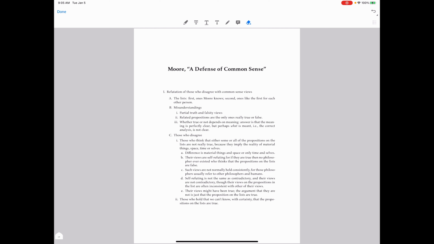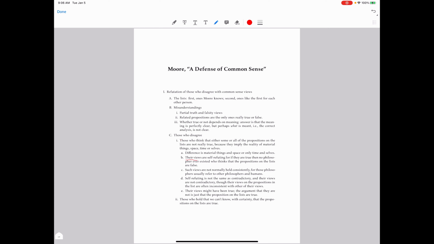So first, let's look at the metaphysical ones. There are those who disagree because they think that either some or all of the propositions on the list are not really true. Not really true because they imply the reality of material things, space, time, or selves. Notice here a hint of the idealist position again. Idealists will deny the reality of material things. Other philosophers deny the reality of space, time, or selves. So for selves, you can think about Hume. For space and time, think of the Kantian rejection of the reality of space and time in favor of a realist construal, in favor of an idealist construal of space and time as the structure of our intuitions rather than something that is part of the real world itself.